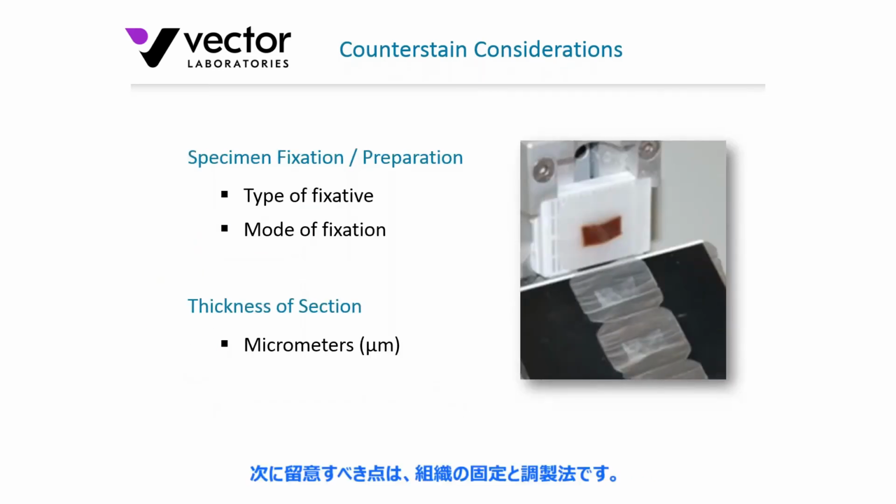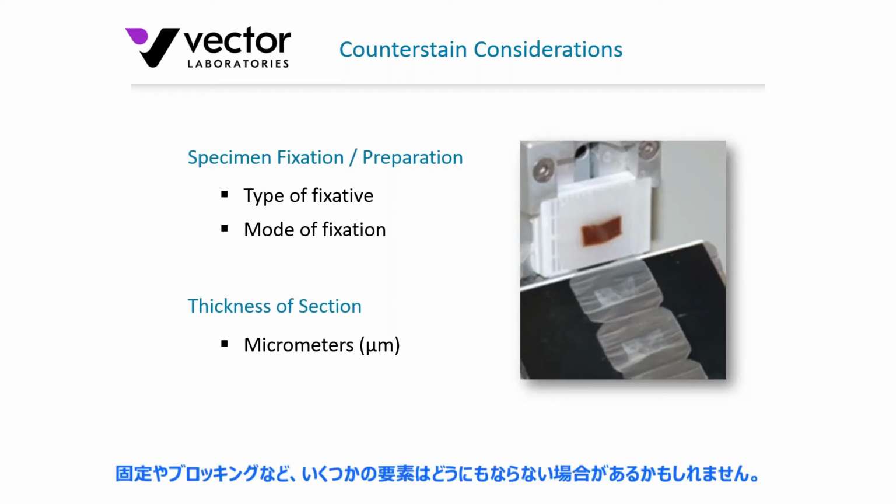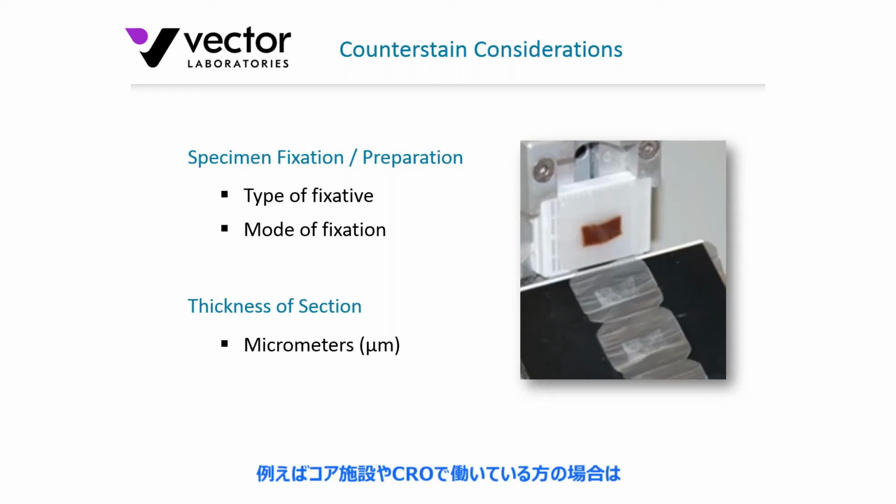Okay, some other considerations for counterstain: specimen fixation and preparation. Certainly the type of fixative can influence the uptake of a stain. Now, a lot of these parameters, and I'll say maybe the fixation and the blocking of a specimen, may be outside of your control, particularly those who may be working in core facilities or a CRO. You may simply be handed the material and be asked to work up an immunohistochemistry stain and counterstain it.